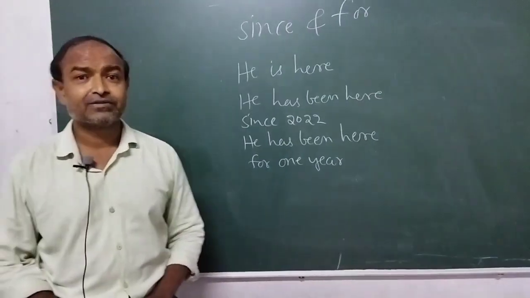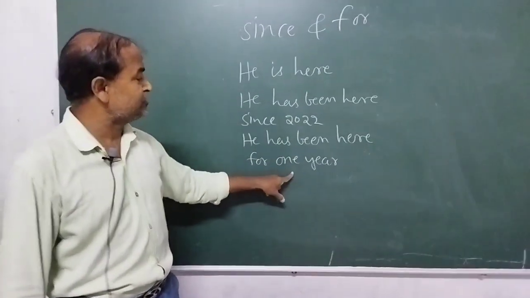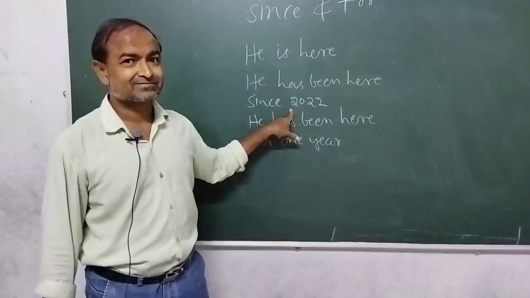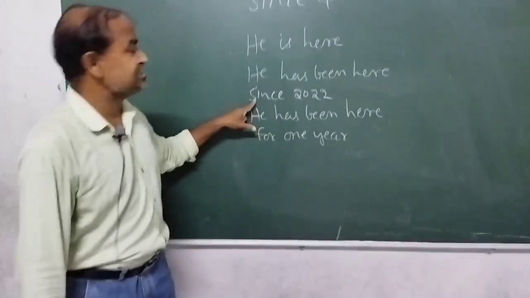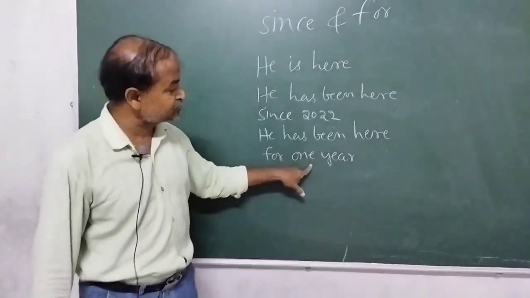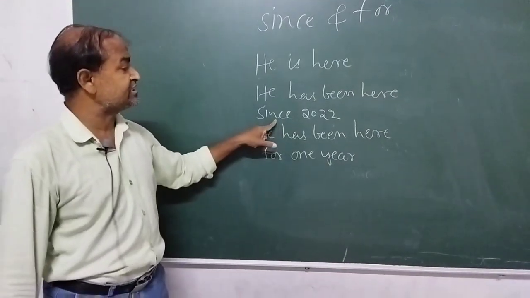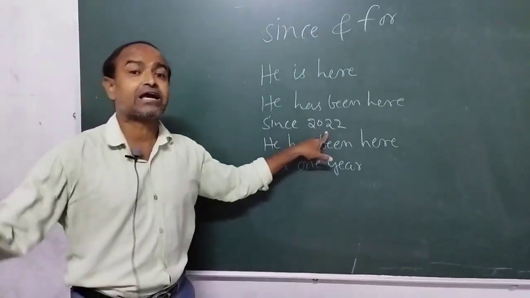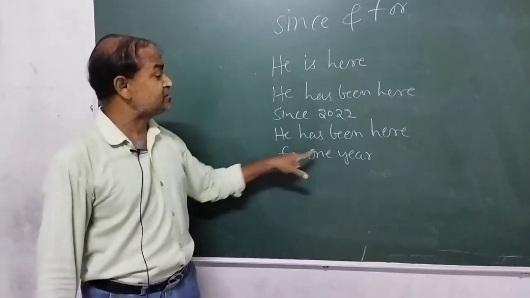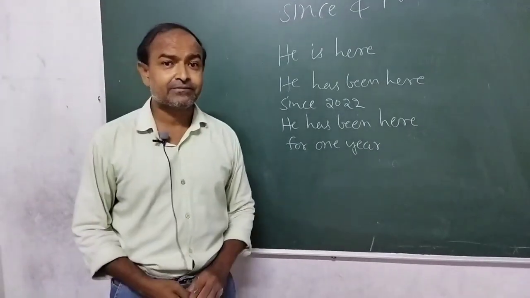And here what I mean to say is that when the time is countable, we use for. Since is used to refer to a point of time, whereas for is used to refer to a period of time. In short, we can say since is used when the time is uncountable, whereas for is used when the time is countable.